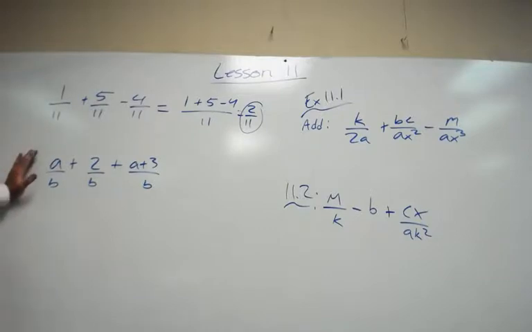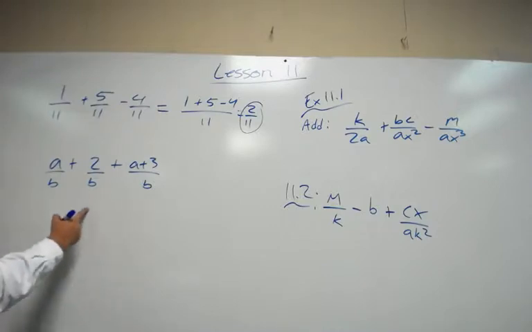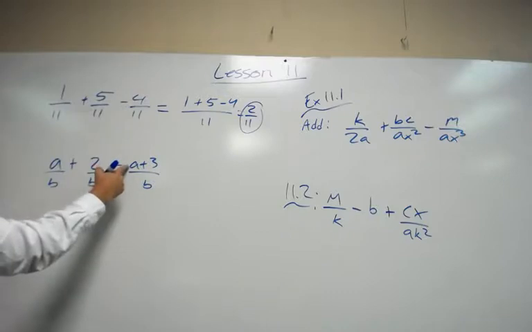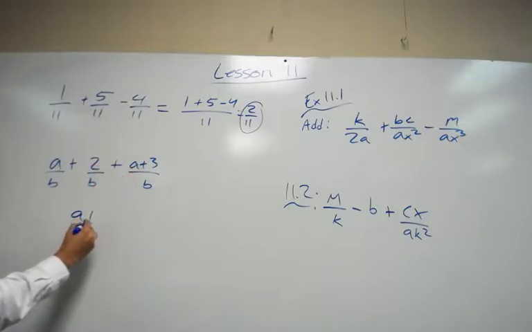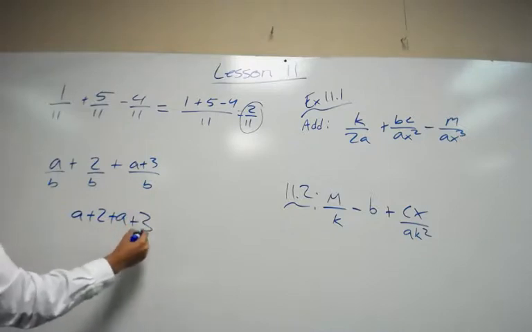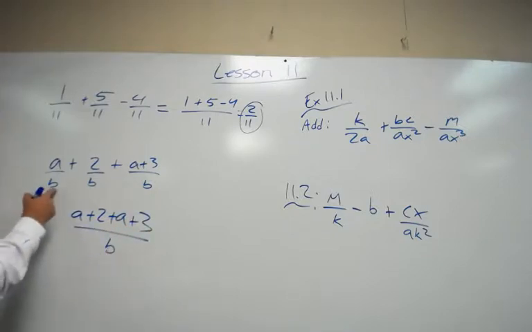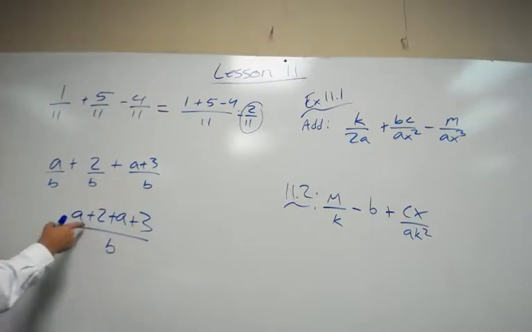We can also do the same thing with variables in the fractions. You start by finding the least common denominator, and once you do that, you are able to add what is in the numerator. So one more example, if we have b as the denominator in all of these, then we can add what is in the numerator. So we can write it like so: a plus 2 plus a plus 3 all over b. I turned these three b's into 1, and I simply took the numerator and put it on top.